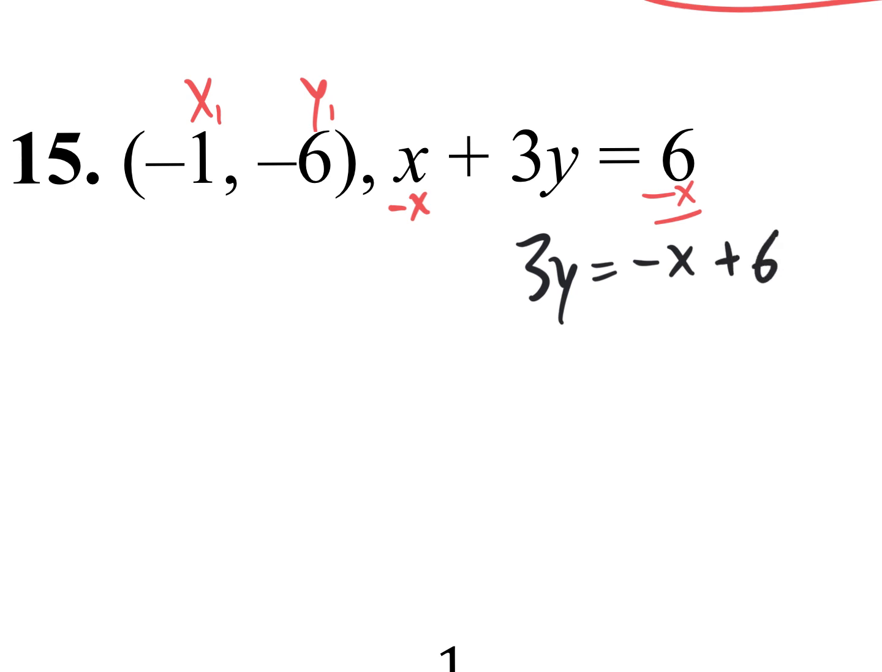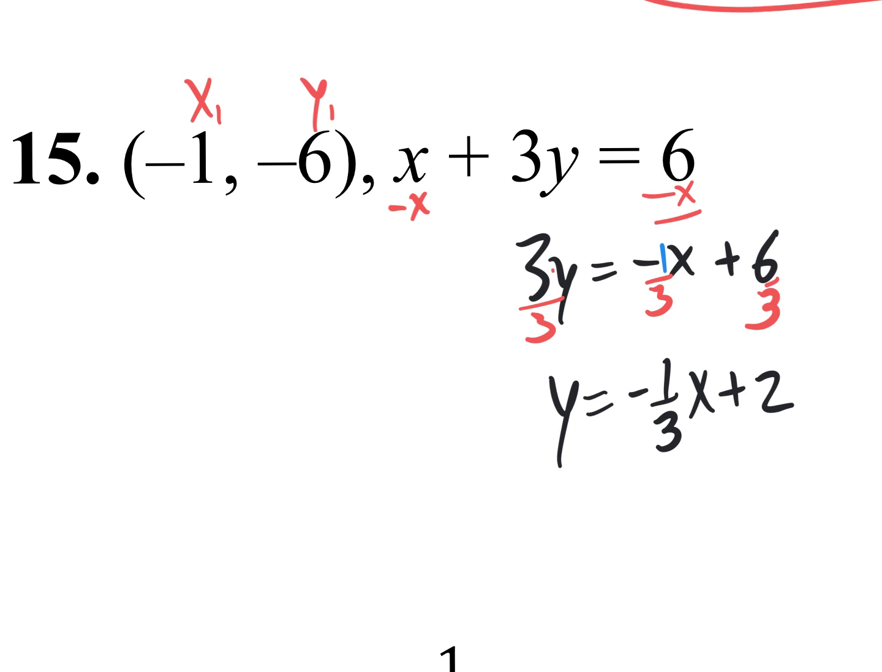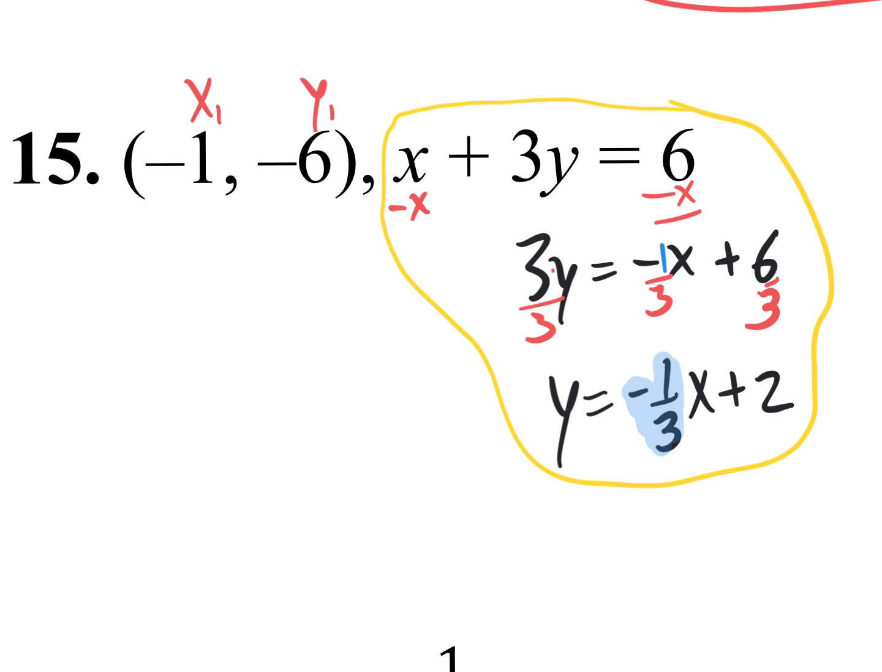That's better. And then get rid of the 3 by dividing by 3, dividing by 3, dividing by 3, recognizing that there's a negative 1 in front of the x. You will be able to see your final slope-intercept form equation. y equals negative 1/3 x plus 2. So what I've done so far is just change this standard form to slope-intercept form. Why did I do that? Just to be able to identify the m value of that original equation.